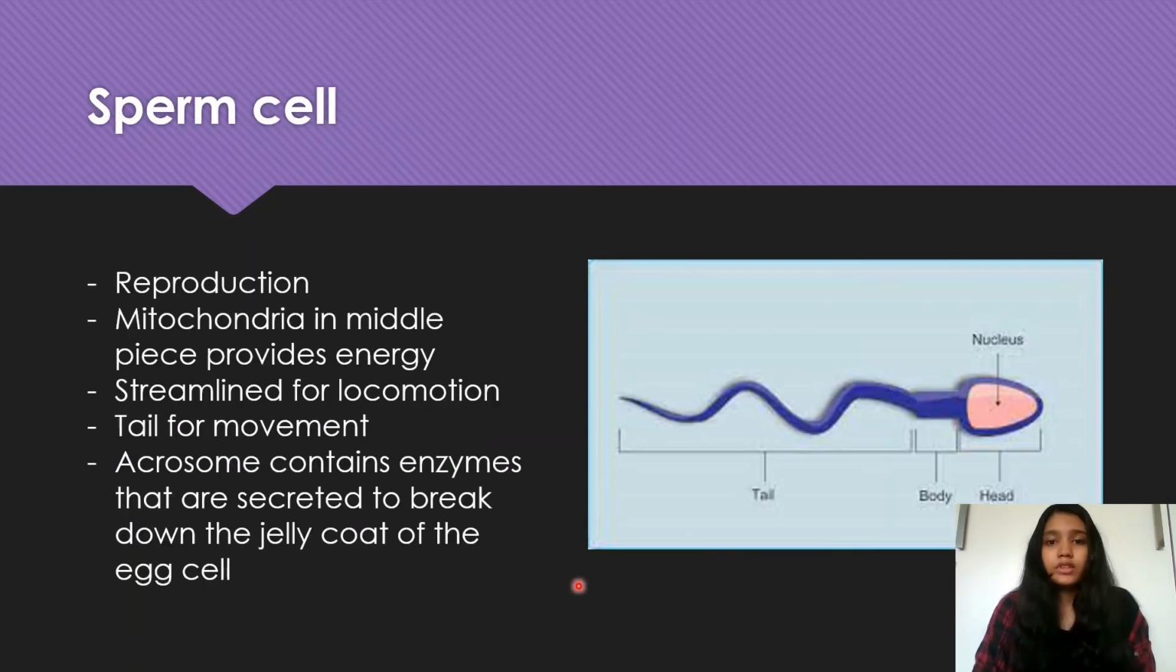Then you have the sperm cell, which is found in human males. So it's used for reproduction. It has mitochondria, usually in the body. It's not drawn here, but it's usually over here. Mitochondria respire aerobically to provide energy for movement.